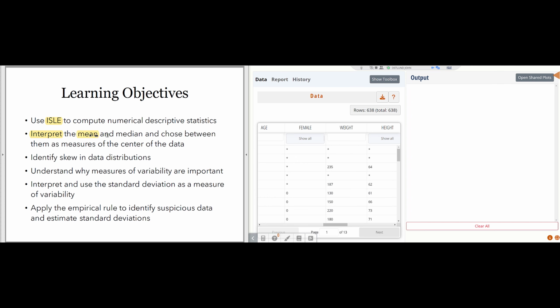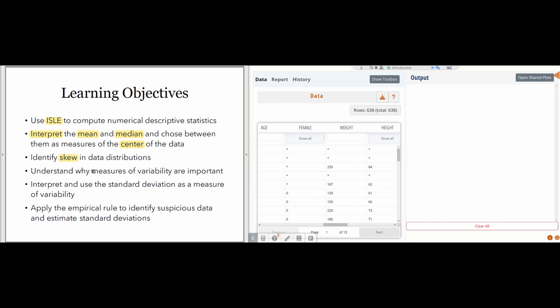We want to interpret the mean and the median and be able to decide which of them is more appropriate for a given data set as a so-called measure of central tendency. That is, the measure of where the center of the data is. Now, whether the mean makes more sense or the median makes more sense is affected by what's called the skew of the distribution. That is, whether the distribution is stretched toward positive values or stretched toward low or negative values.